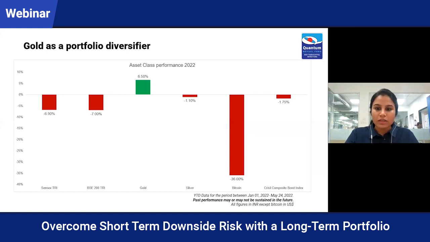Gold, if you see year to date, it is negatively correlated to equities, and it has given a positive return of 6.5%. Also, silver is very often compared to gold, so that's why we've shown its returns here as well. Silver also has given negative returns year to date. That's mostly because it is used as an industrial asset and tends to be more correlated to economic growth and equities, and hence fails to provide that diversification benefit that gold can in a portfolio.